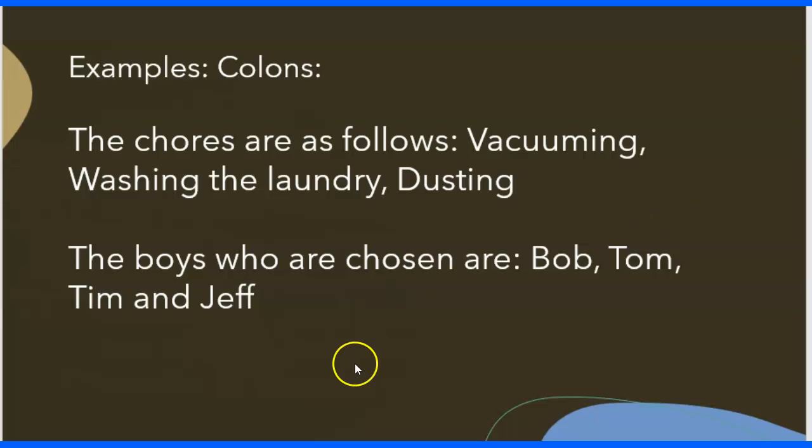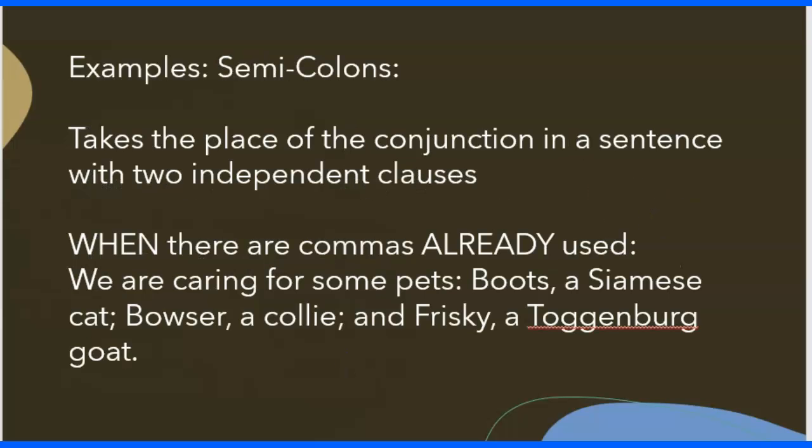All right, let's look at some examples for semicolons. We are going to use it to replace that conjunction. So if I said the cat ate the mouse, and the dog ate the cheese, if that was my sentence, I could take the and out and put the semicolon in there. So you can do that with two independent clauses.